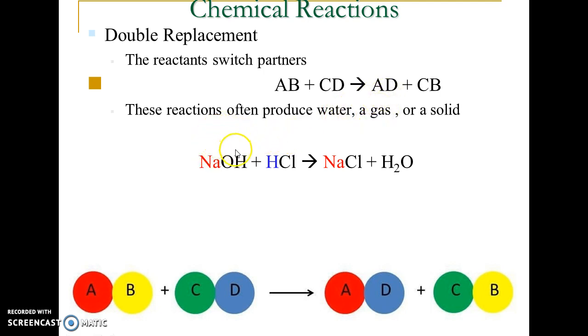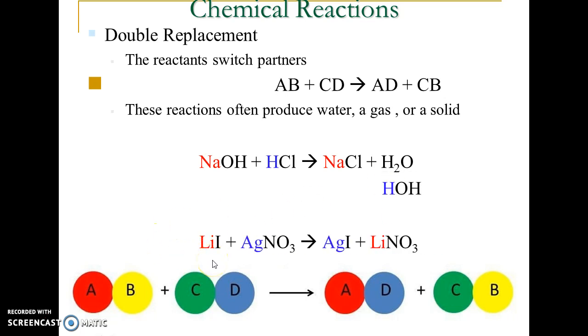Here's a chemical equation that represents a double replacement reaction. Here we have sodium hydroxide plus hydrochloric acid yields sodium chloride and water. Notice how sodium is originally paired with hydroxide, and then as a product, sodium is bonded to chlorine. Here we have hydrogen is paired with chlorine, and at the end we have created water. This is what we call an acid-base neutralization reaction, which we will refer to again when we talk about double replacement reactions and predicting products.